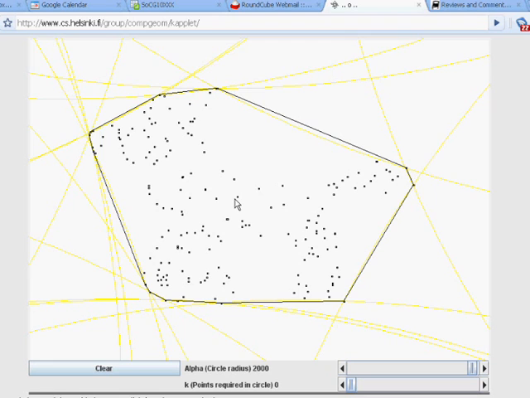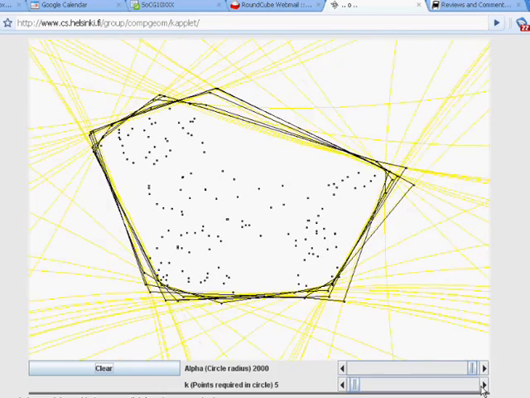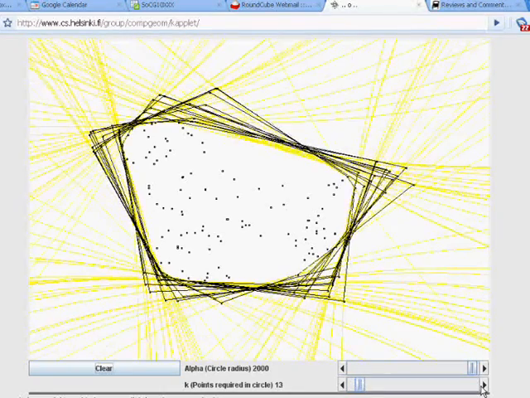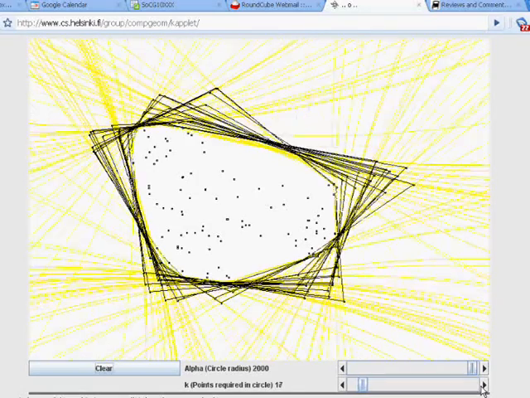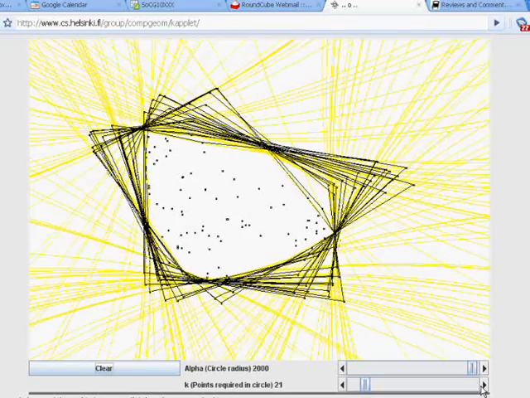Let's see how the k-hull depends on k. For k equals 0, the k-hull is just the convex hull. As k grows, the k-hull gets deeper and deeper into the points. For this behavior, k-hull is known in statistics under the name k-depth contour. The k-hull is actually the level set of the half-plane depth function.